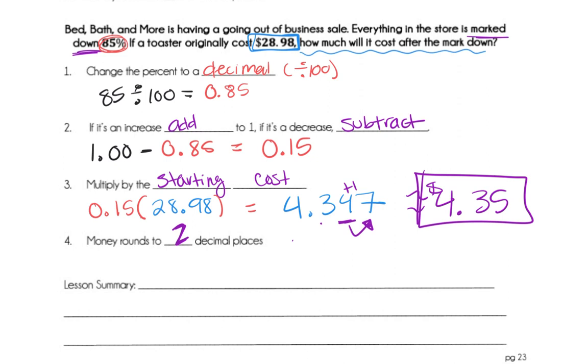All right, so change the percent to a decimal. Then we add or subtract it from 1. That 1 represents 100% as a decimal. We're taking away the sale amount. We're left to pay 15% of it. So then we just find 15% of the cost, $4.35.